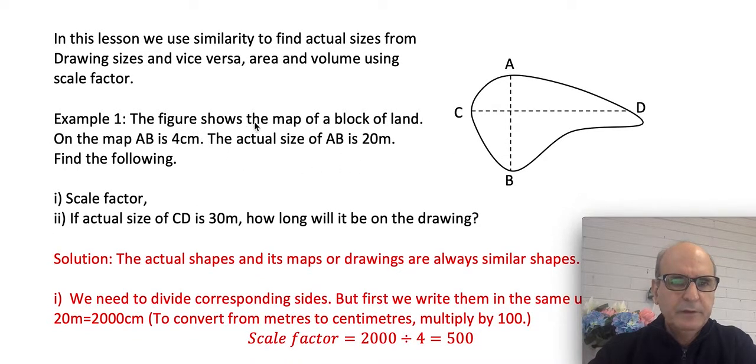Example 1. The figure shows the map of a block of land. On the map, AB is 4 centimeters. The actual size of AB is 20 meters. Find the following. So this is a map of a block of land. When you measure this AB on the map, it is 4 centimeters from A to B. But we know that the actual size that AB represents is 20 meters.